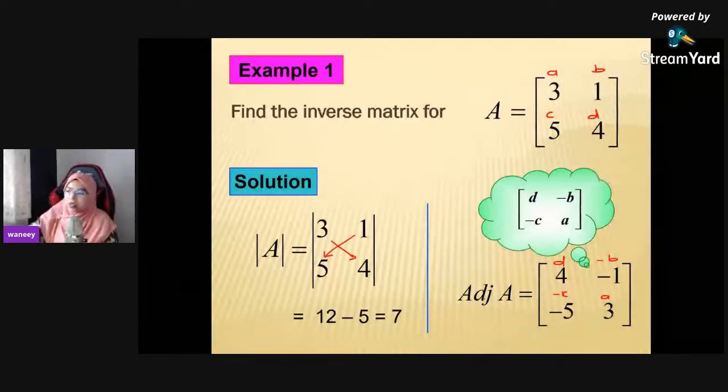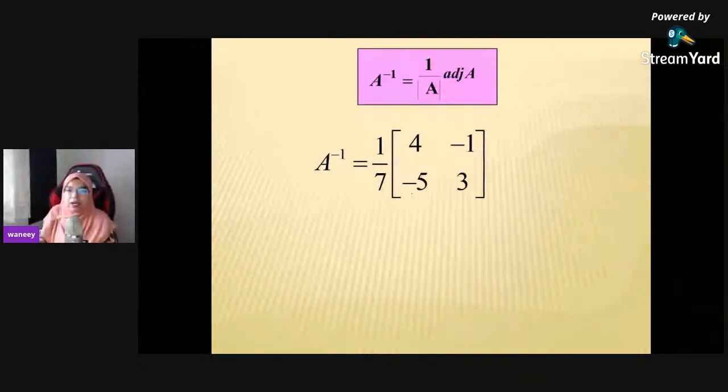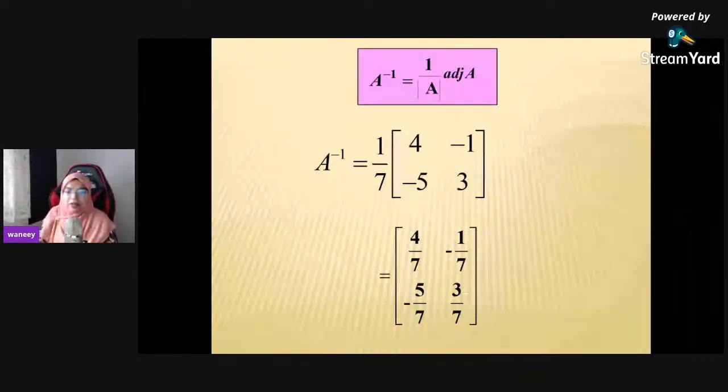Now let us substitute into the formula: 1 over the determinant of A times the adjoint of A. So we got 1 over 7 times 4, negative 1, negative 5, 3. Multiply everything by 1 over 7. So this is our A inverse: 4 over 7, negative 1 over 7, negative 5 over 7, 3 over 7. Okay, so that is A inverse.